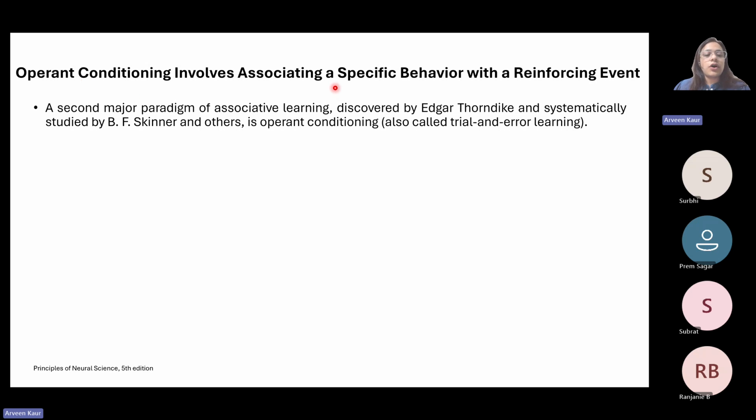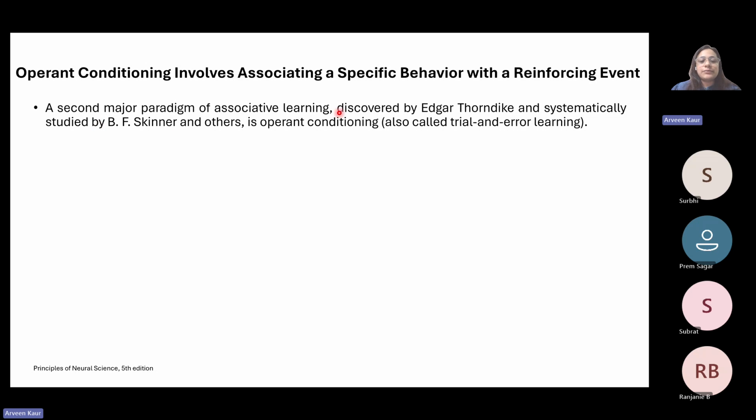Okay. So operant conditioning involves associating a specific behavior with a reinforcing event, right? So this is another experiment that you might have come across if you have ever studied the subject of animal behavior, right? That is where I had first come across operant conditioning per se, right? Classical conditioning is what we have been giving examples of for a while now in different subjects in different scenarios, right?